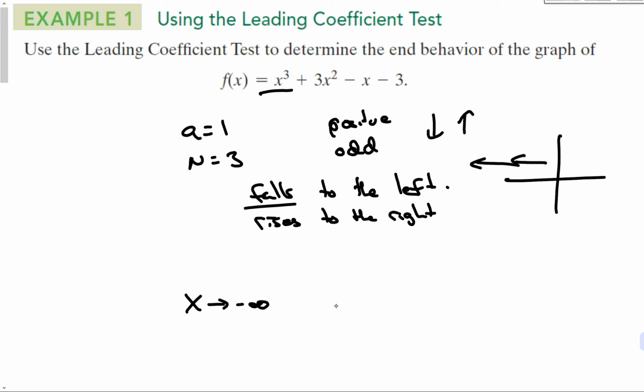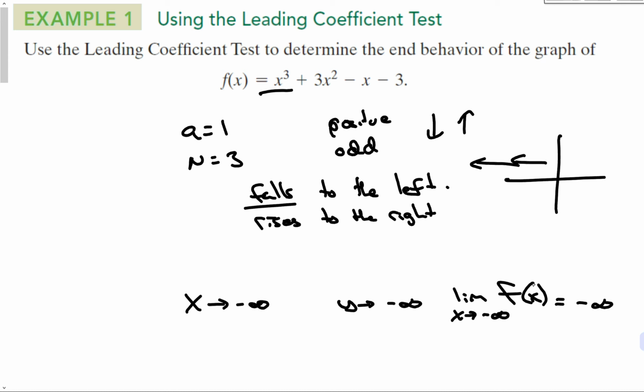Okay? That means the function is getting closer and closer, approaching negative infinity as well. As I go left, the answer to the function is going left. So I can write this with my limit notation. I can say that the limit as x approaches negative infinity of this polynomial function is negative infinity.